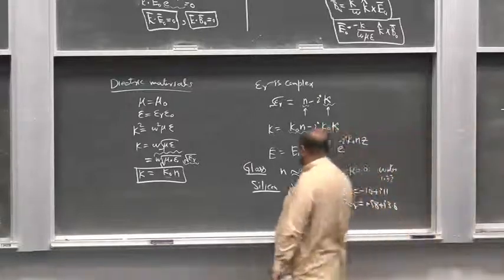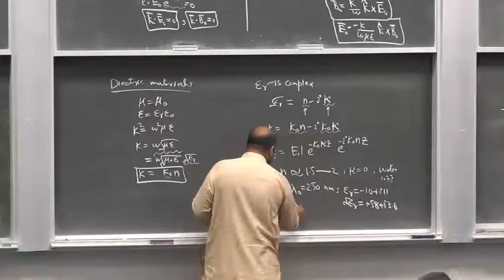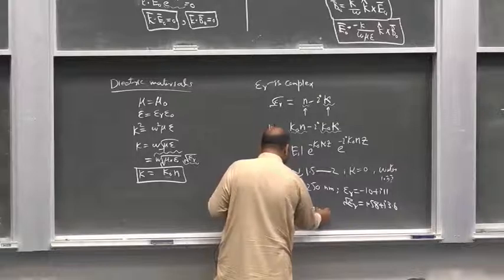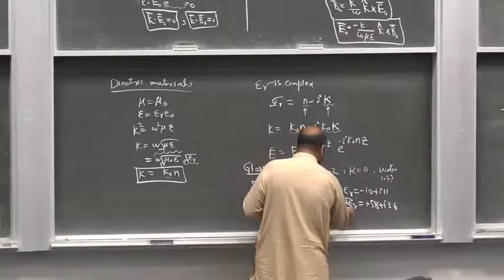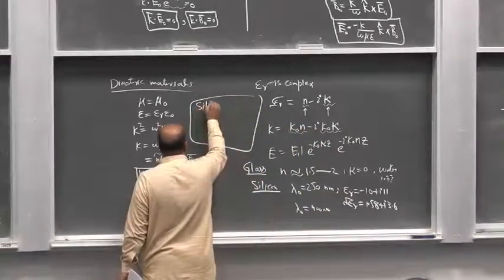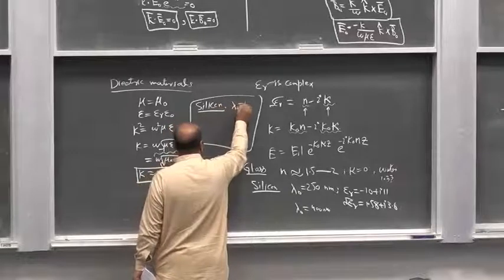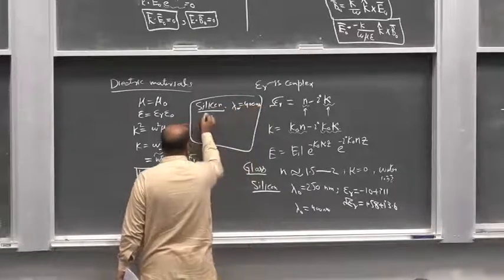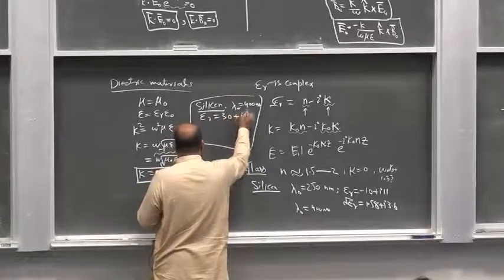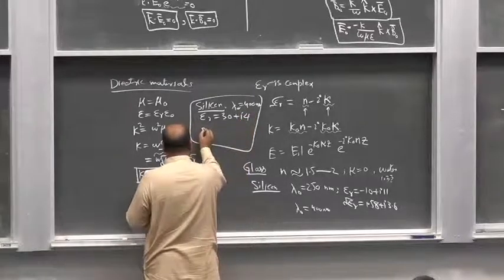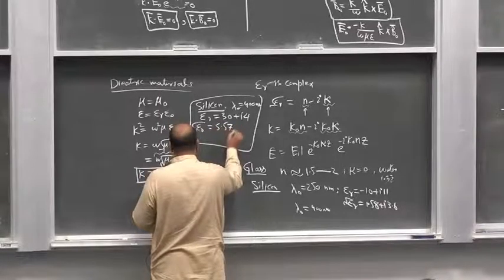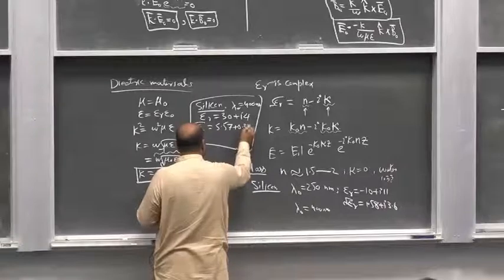The same material, silicon, at another wavelength lambda naught of about 400 nanometer, let me write it here because I'm going down and down. At 400, the epsilon r is 30 plus iota 4, and the square root of epsilon r is 5.57 plus 0.387.